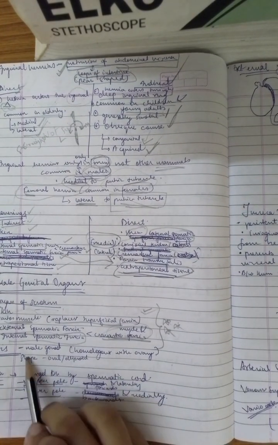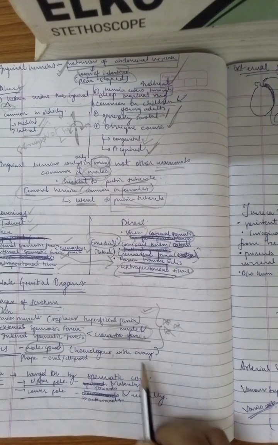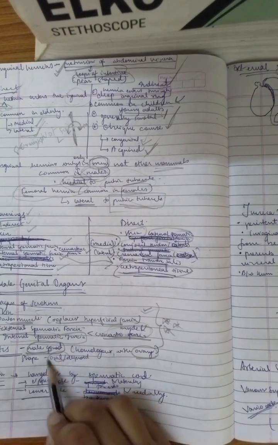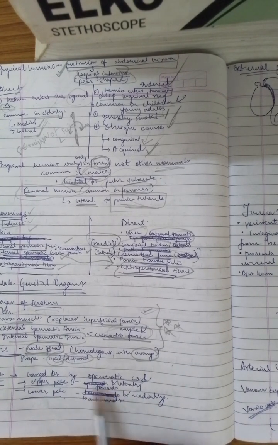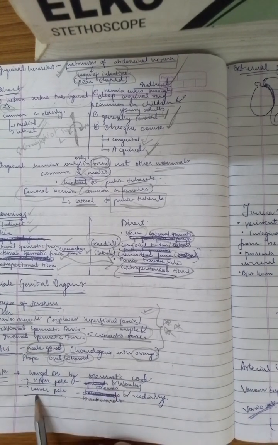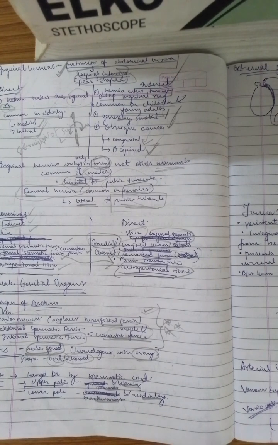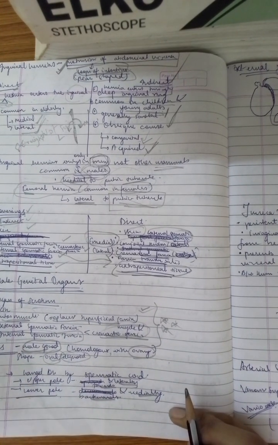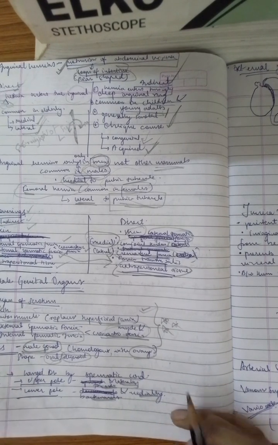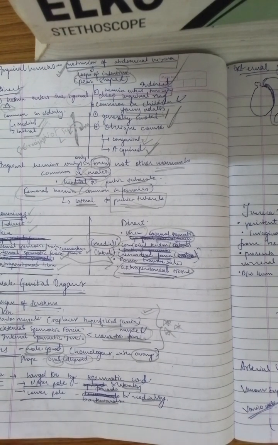Then comes the testis. This is the male gonad. It is homologous to the ovary in females. Shape is oval and ellipsoid. It is hung by the spermatic cord. The upper pole is directed forwards and laterally. The lower pole is directed backwards and medially.